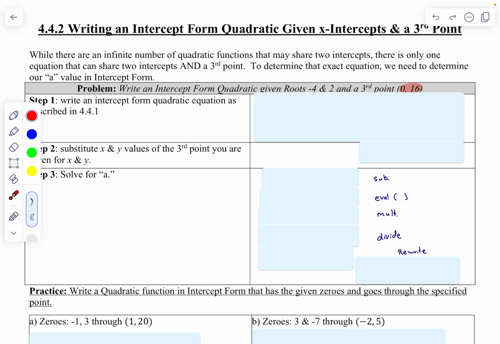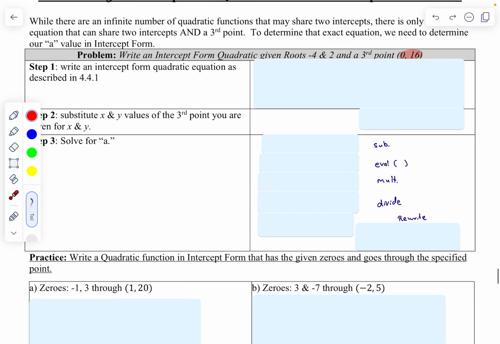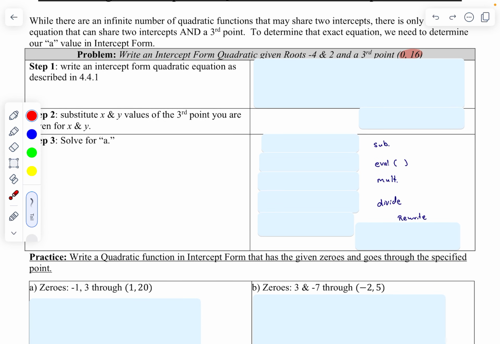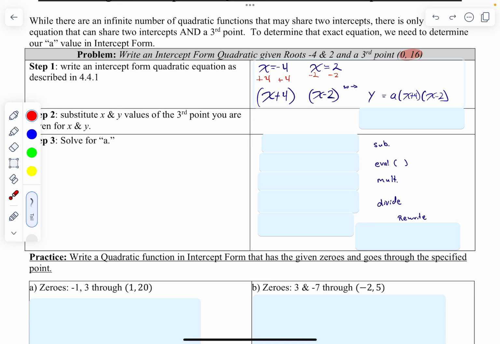So step 1, we're going to write our intercept quadratic equation as described in 4.4.1. If I'm given the roots -4 and 2, I can say x equals -4, add 4 to both sides, so I get x plus 4 equals 0. There's my factor. I can take x equals 2, subtract 2 from both sides to get one side equal to 0, and I get x minus 2 equals 0. Last thing, I take y equals a times my factors, or f of x equals a times my factors, and I've got this now in intercept form.